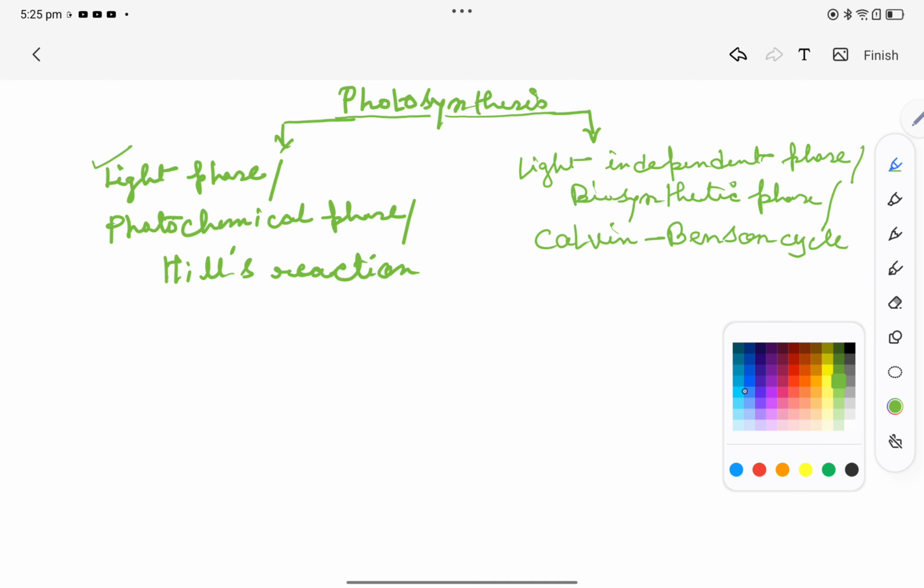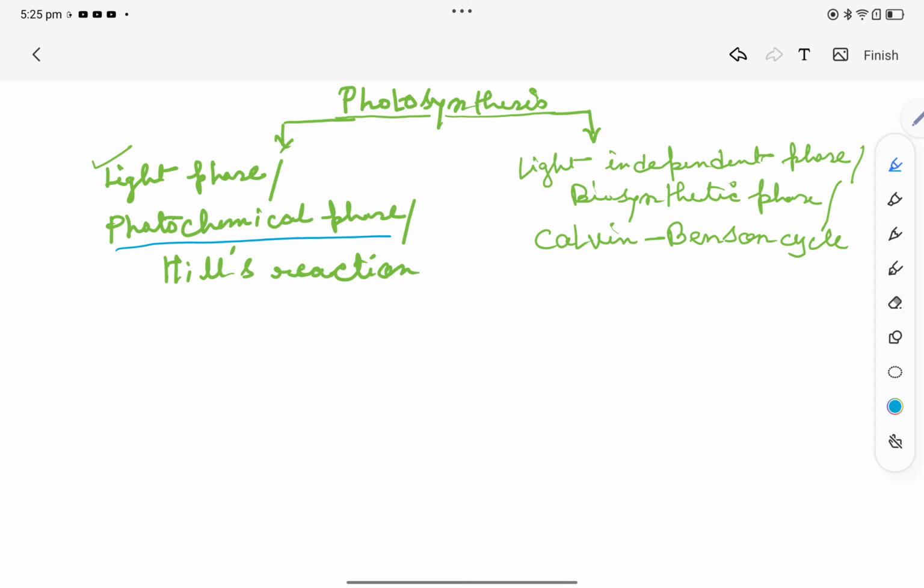So in the light phase we are going to learn a few things. First of all, the light phase is called the photochemical phase because the energy that we get from the sunlight is converted into chemical energy. That's why it is called the photochemical phase. And Hill's reaction is named after a scientist.